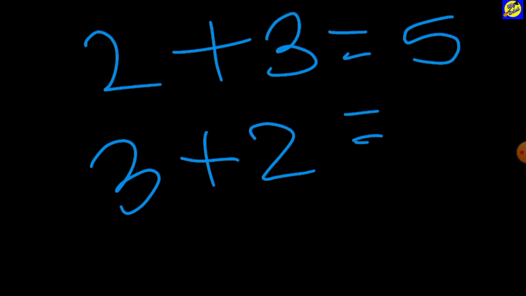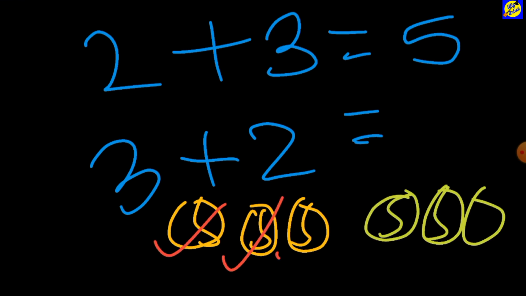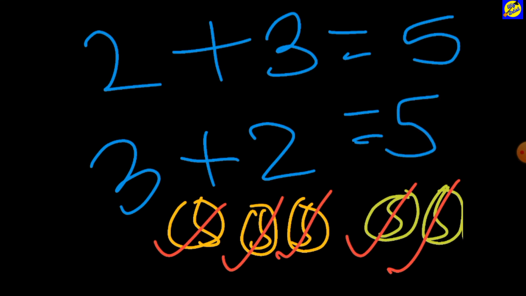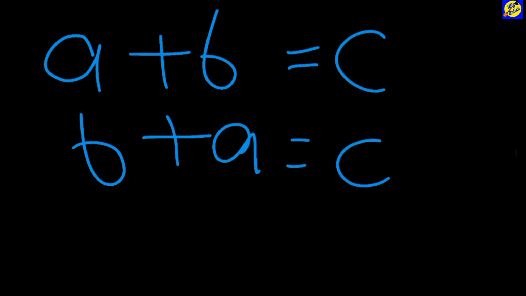This time I'm going to do it with the ball method. 1, 2 and 1, 2. So 1, 2, 3, 4 and 5. How many am I getting this time also? This time also I'm getting 5. So this property, wherein whether you add a plus b or b plus a, you're going to get only c. You're not going to get some other number. The answer is not going to change.